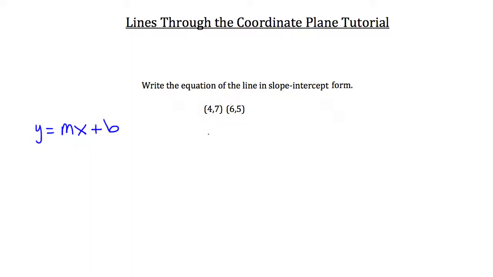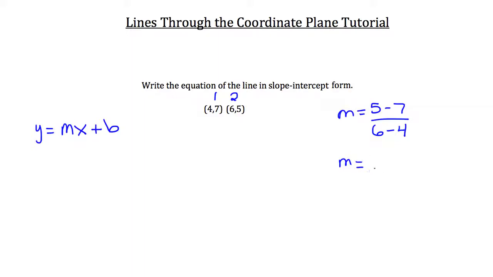So we'll take a look at a couple things here. First, we want to know the slope of this line. And if you recall, all we need to calculate the slope of a line are the x and y coordinates of two different points. So I'll label this point 1 and this point 2. So m is equal to the y of point 2, which is 5, minus the y of point 1, which is 7, over the x of point 2, which is 6, minus the x of point 1, which is 4. I'll simplify that down below.